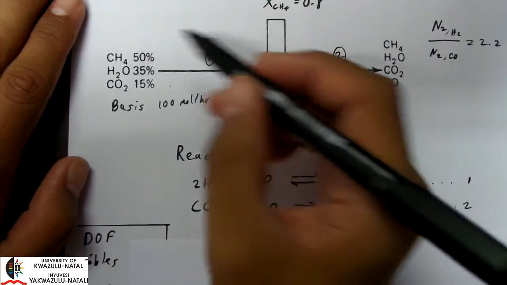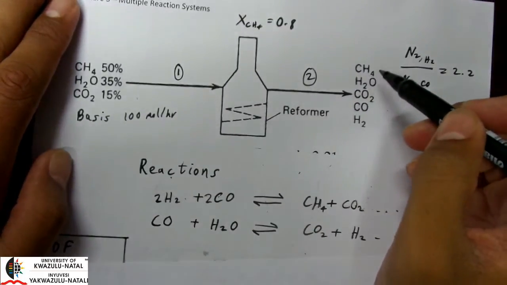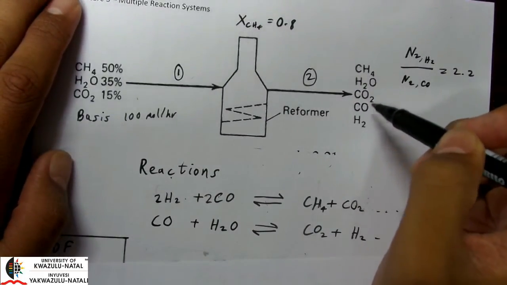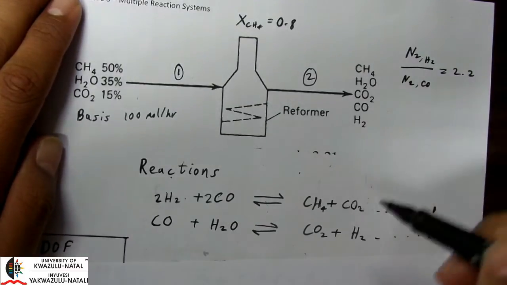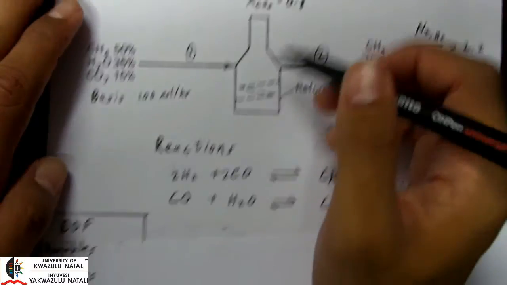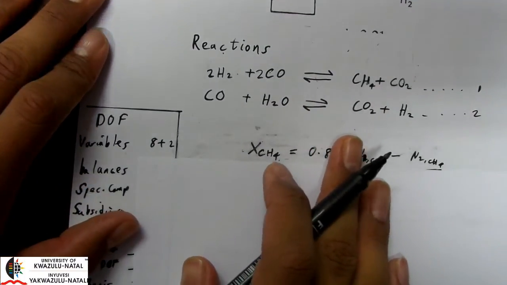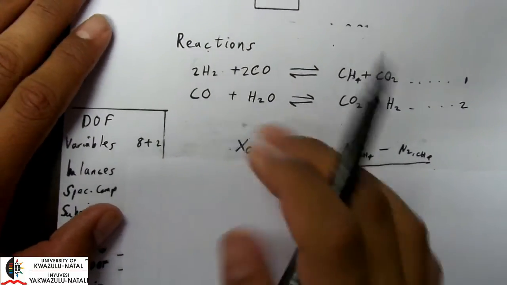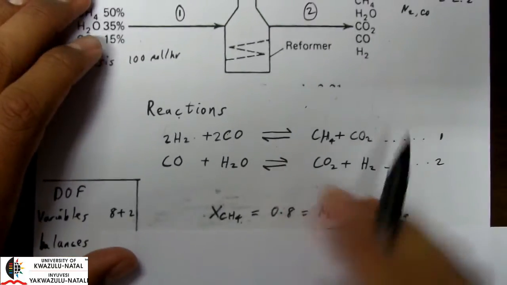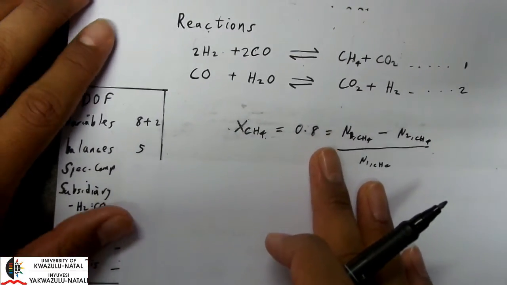Okay, so let's count the number of species. I have 1, 2, 3, 4, 5, 6, 7, 8, and of course 2 reactions because this is a reactor. So that will be 8 plus 2. In terms of the number of balances, the maximum number of species associated with this reactor is 5. So that will be 5 balances.